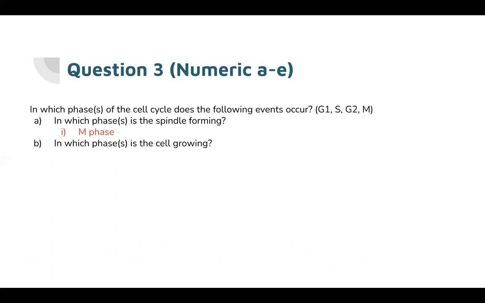So in which phases is the cell growing? This one would be our G1 and G2 phase, right? These are our gap phases. These are our growth phases. In which phases is the spindle assembly checkpoint, right? I just told you that spindles form in M phase, so we can deduce that the checkpoint's also going to be in M phase.